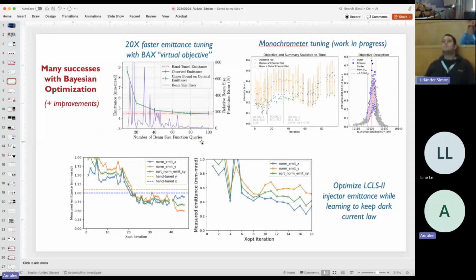We've also applied BO to other types of photon side signals, like the monochromator, which gives a measure of the energy distribution of the beam and intensity of the shots. And we've also used BO with learned output constraints to do things like optimize the LCLS2 injector emittance while keeping the dark current low.